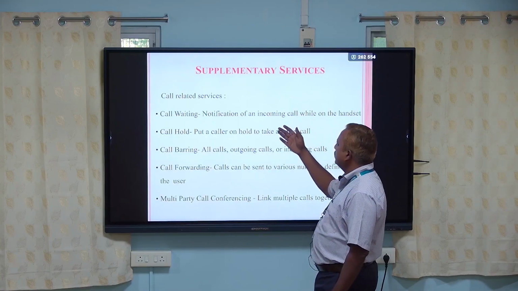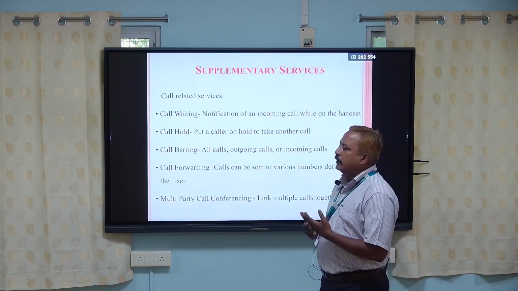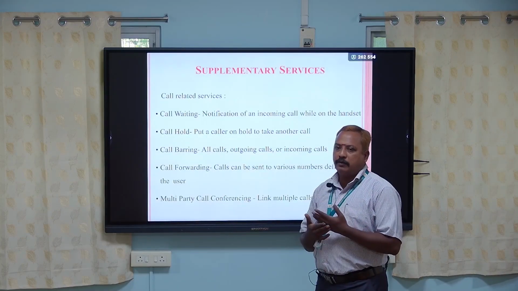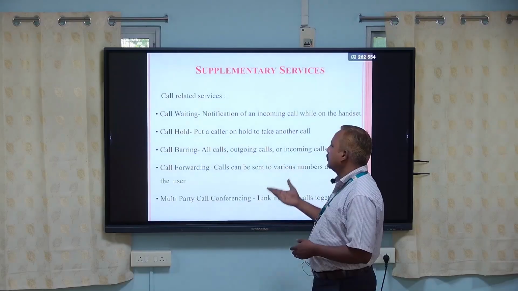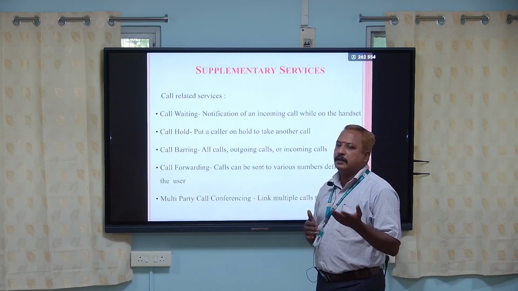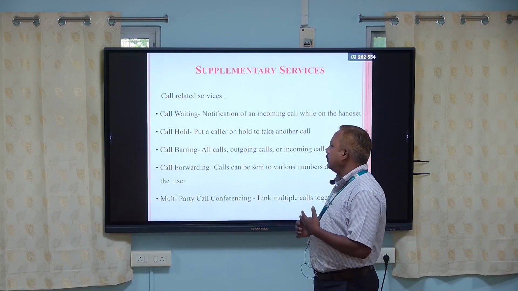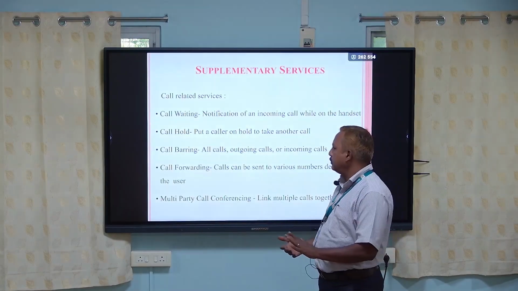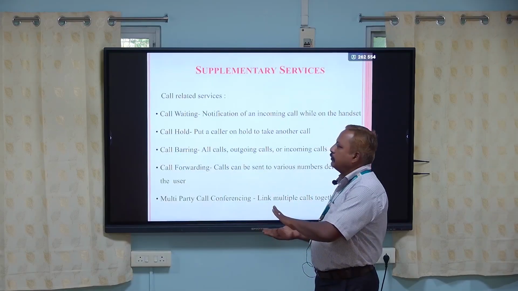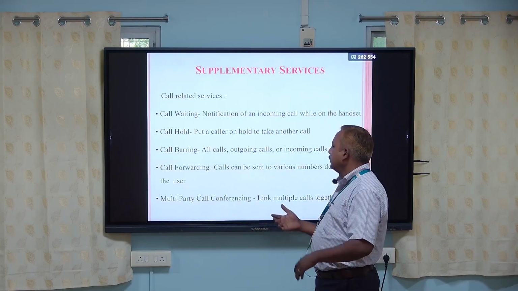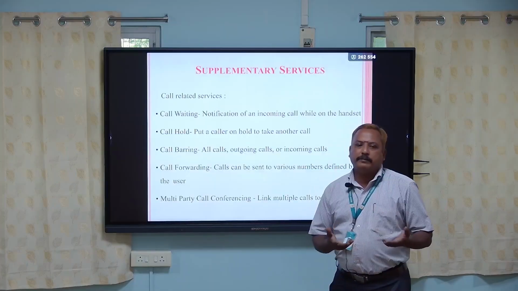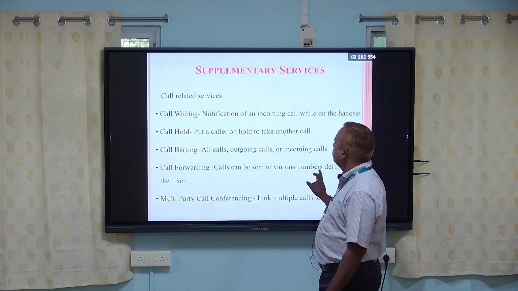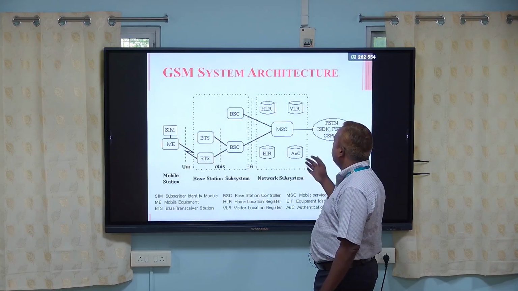Next one, supplementary services. What are they? Call waiting: while we are talking over the phone, another person wants to talk to us and has to wait, that is call waiting. Call hold is holding the call and then answering the new call. The third one is call barring. Barring means if we do not want to receive calls from a particular number, we can bar that number. Call forwarding means we can forward the call to another number. Multi-party conference: 4 or 5 people can talk at a time. These are all the supplementary services available in GSM.